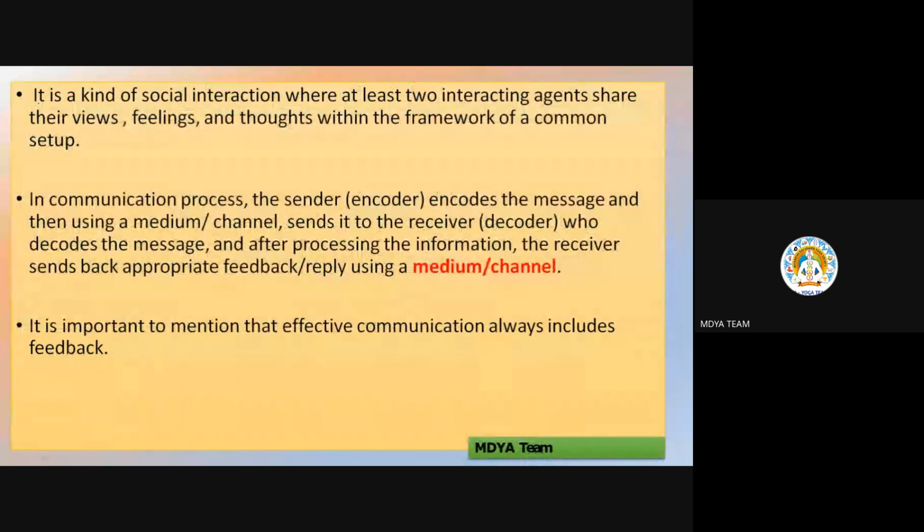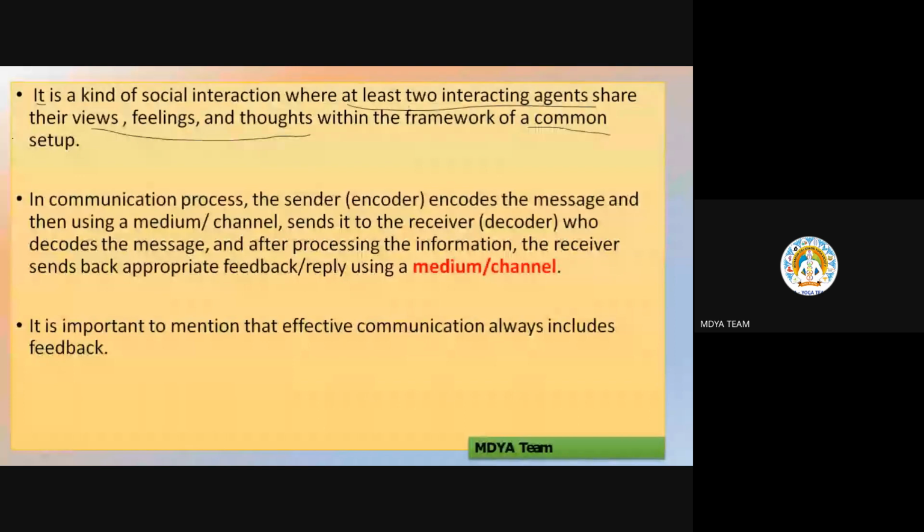Next point: it is a kind of social interaction where at least two interacting agents, there can be more than two, share their views, feelings, and thoughts within the framework of a common setup. So there should be a common setup.